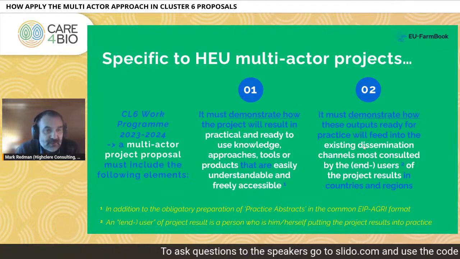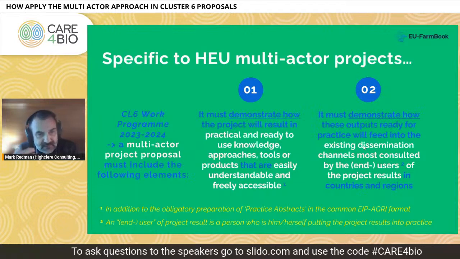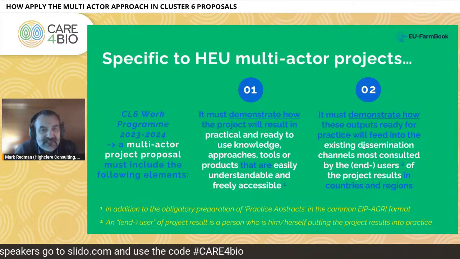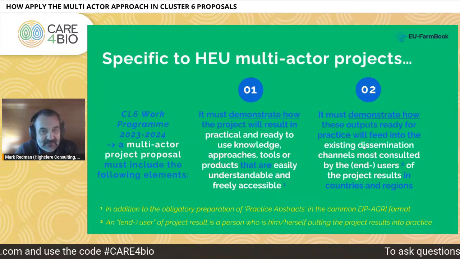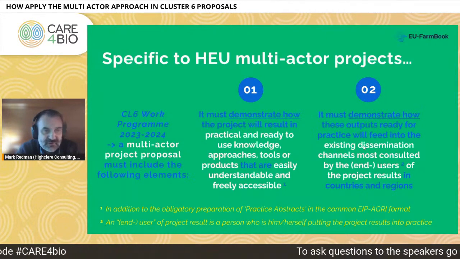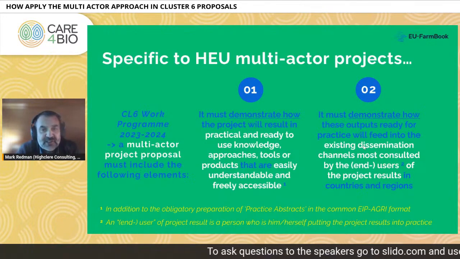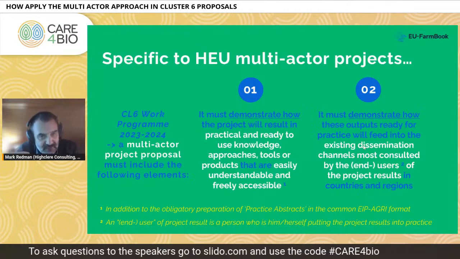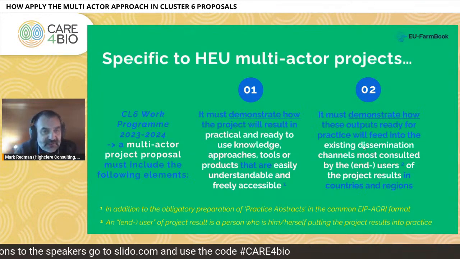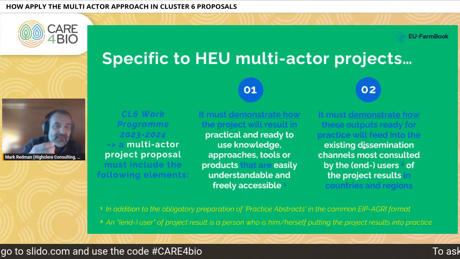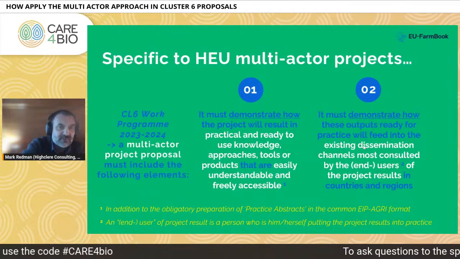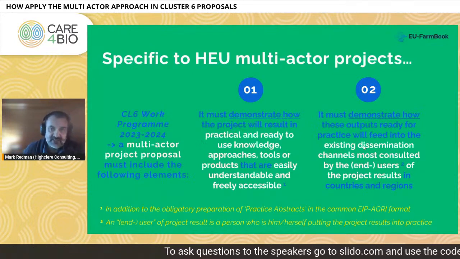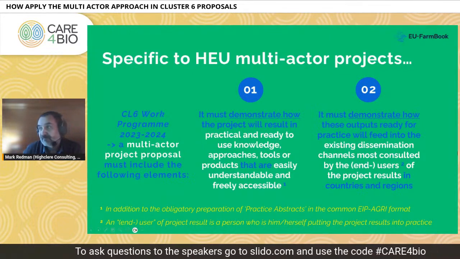It can also help you as project proposal writers to demonstrate how you can feed these materials into existing dissemination channels, etc., used by advisors, used by farmer organizations, etc. And the point is, this knowledge-orientated material is complementary to the practice abstract. So we're going well beyond the obligation to be producing and disseminating practice abstracts.